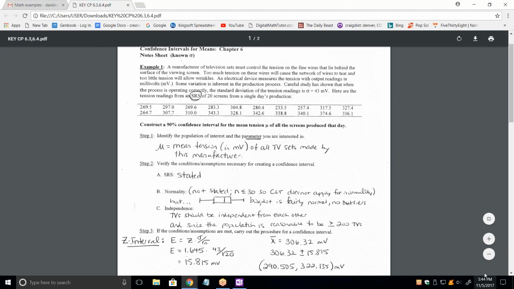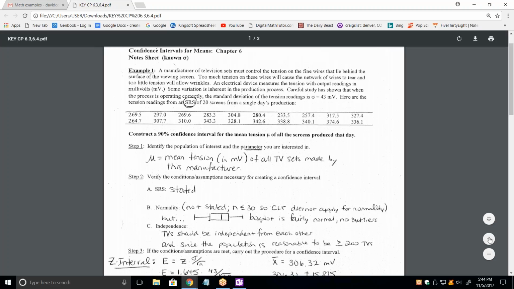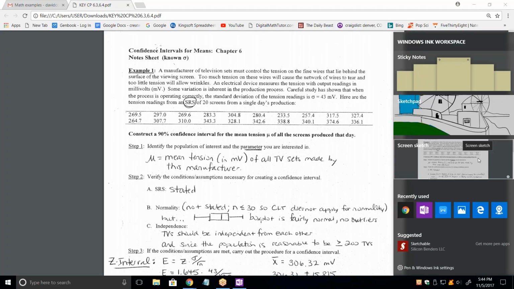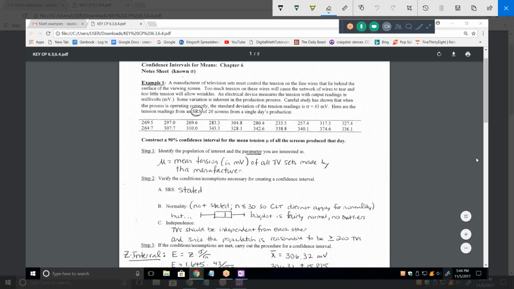Here, let me blow this up a little bit. Take a screenshot. Limited by time today. I do have a 6 o'clock. But that, hold on.